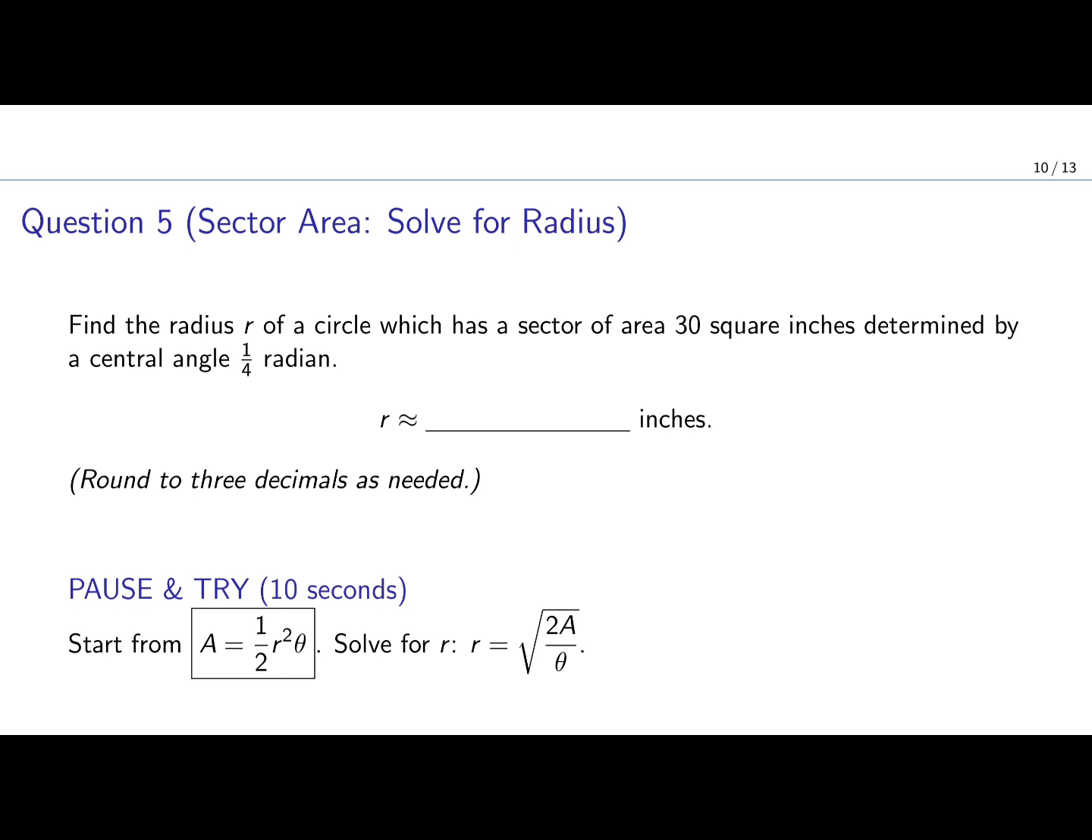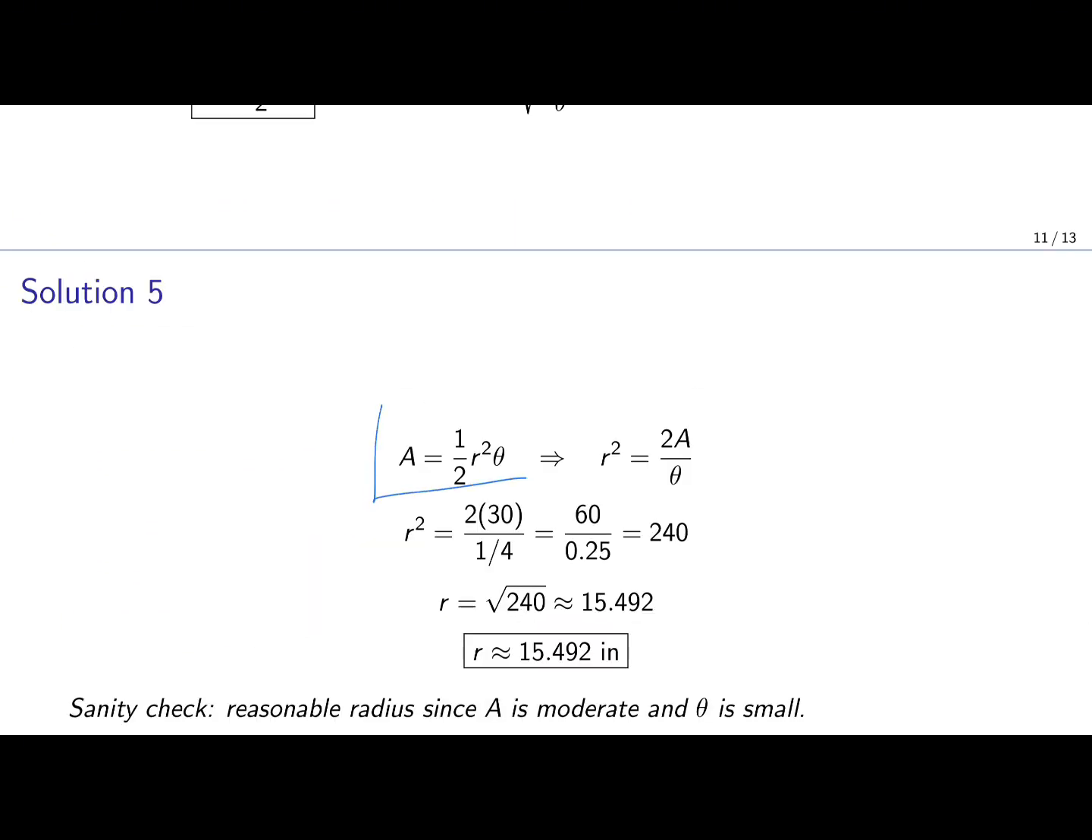The area here is 30 square inches, theta is 1/4 radian, and we want to find the radius. So pause and try. Start with area is 1/2 radius squared multiplied by theta and solve for the radius. Alright, let's do it together. We start with A equals 1/2 r squared theta. If we multiply throughout by 2, we have 2A equals r squared theta. Then we divide throughout by theta. Theta and theta cancel, so r squared is 2A divided by theta.